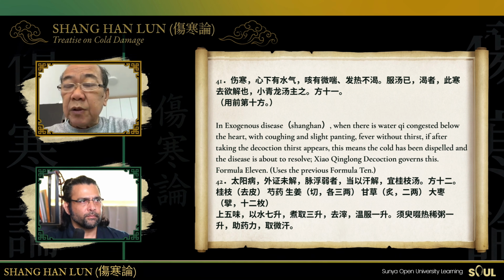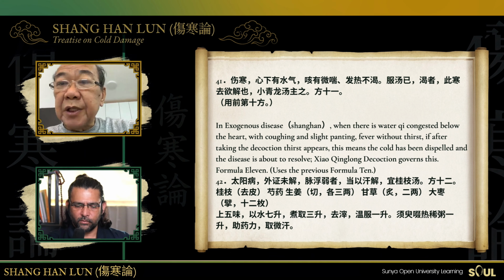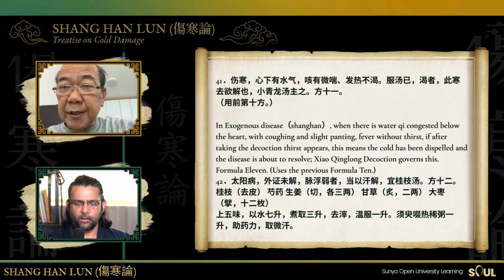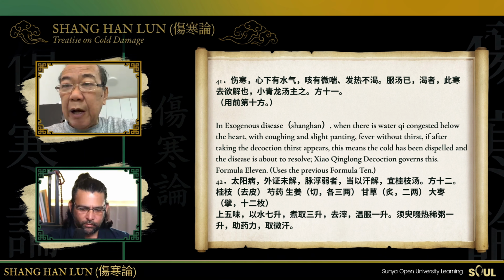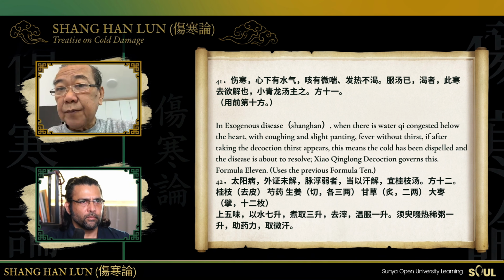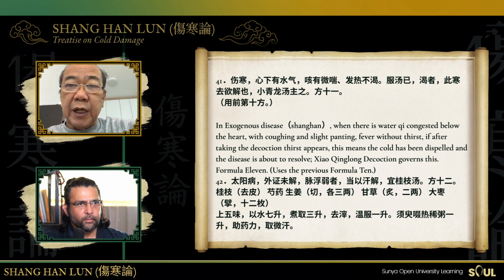Then xiao means small. Qing long means a green dragon. Because the Chinese believe that the dragon is the animal that governs the water, the rain. That's why Xiao Qinglong means the dragon that governs the water. Why govern the water? Because of the lung and also the upper abdomen. This formula is very, very famous, because for chronic cough due to this water retention of the lung, this formula is very, very useful.